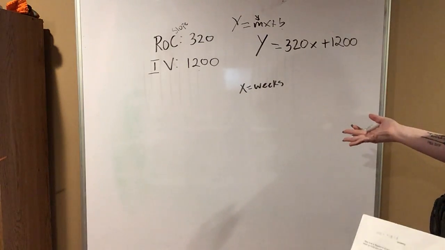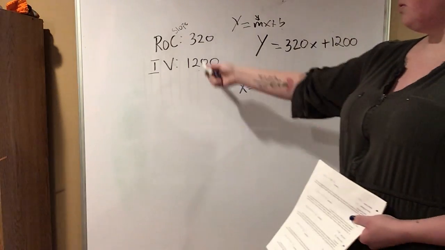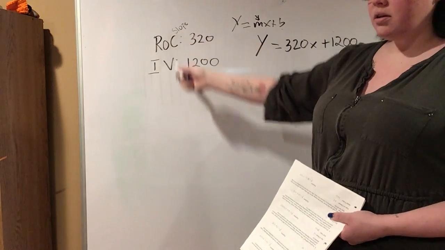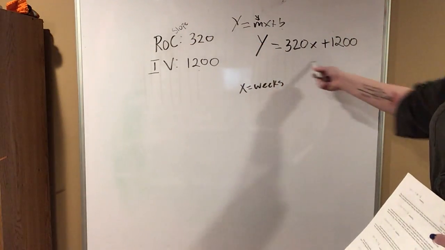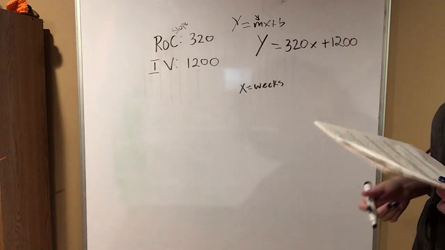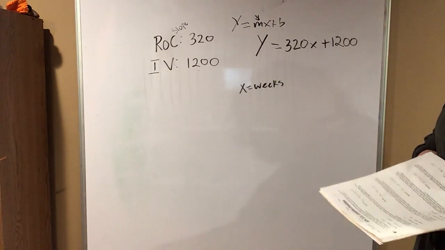That's all it was asking. It just wanted to know what our rate of change is, which is our slope, and where we're starting on the graph, which is our initial value. And then we just write it. Word problems are not that scary.